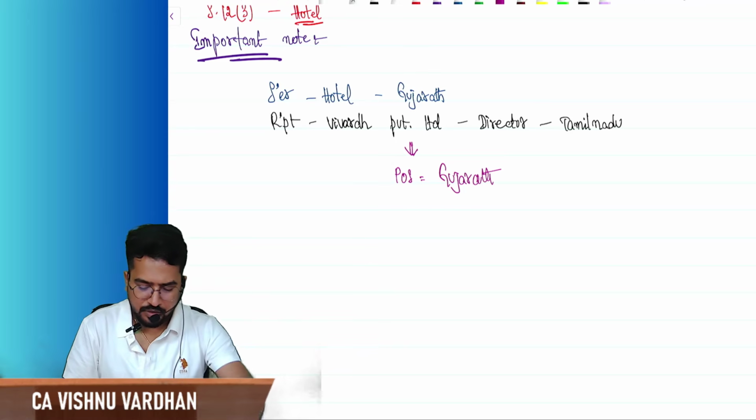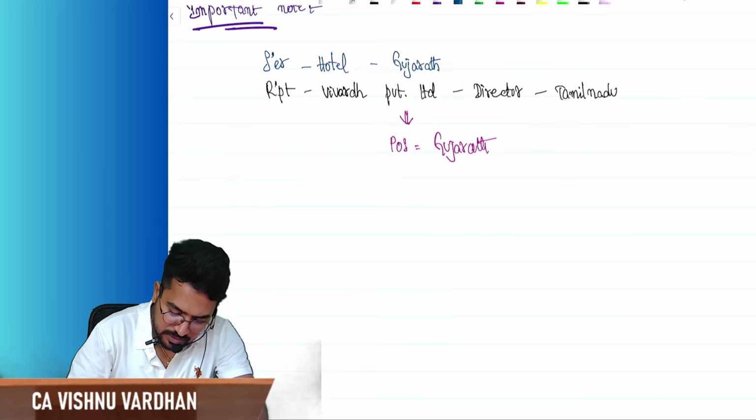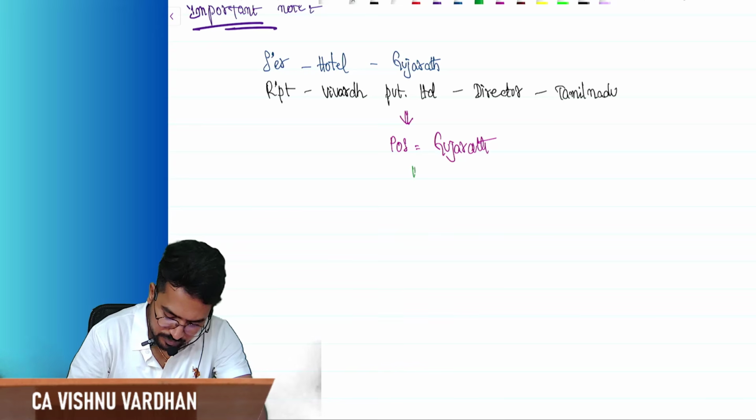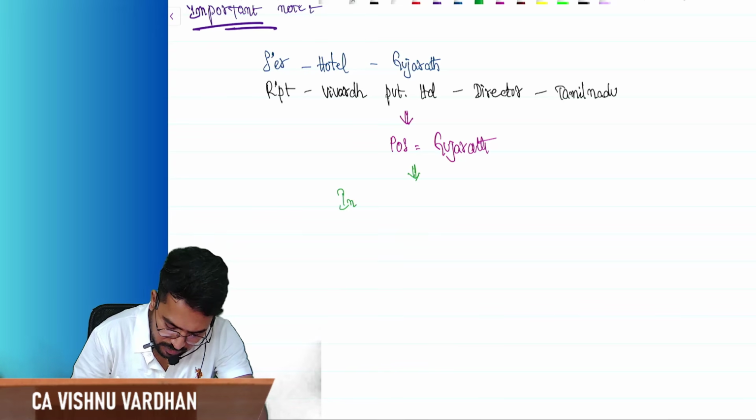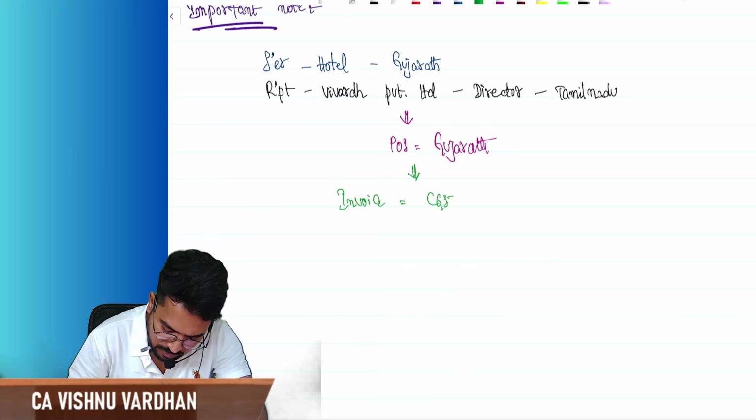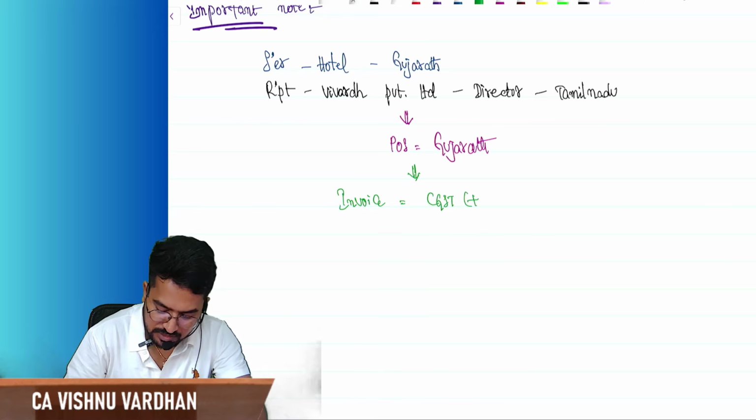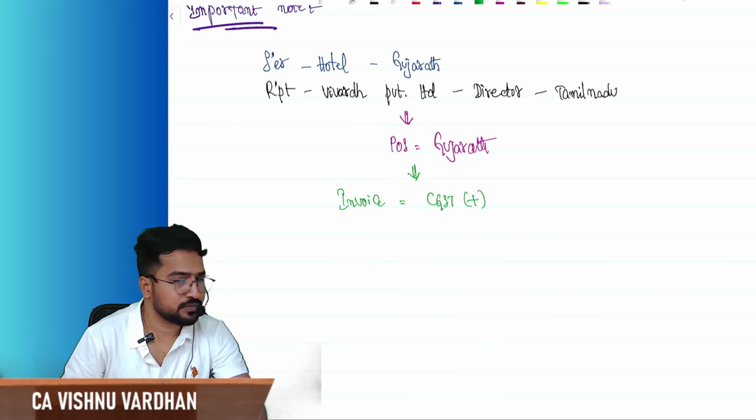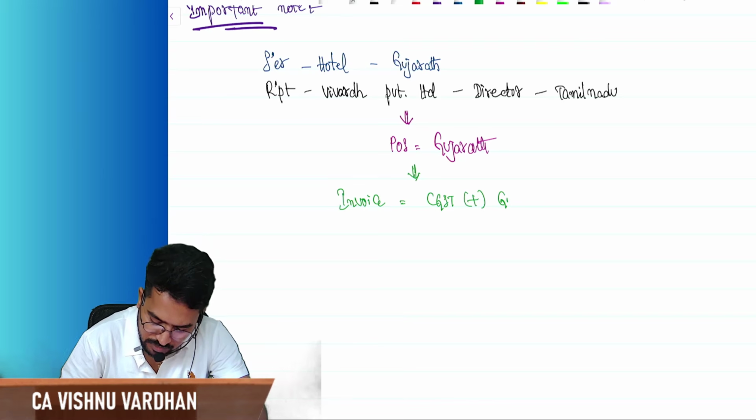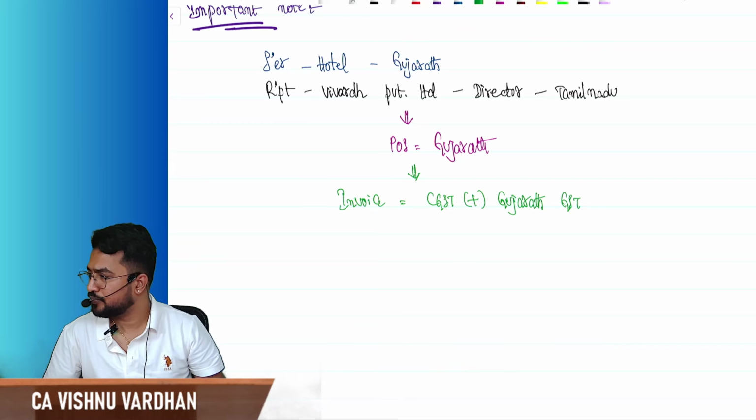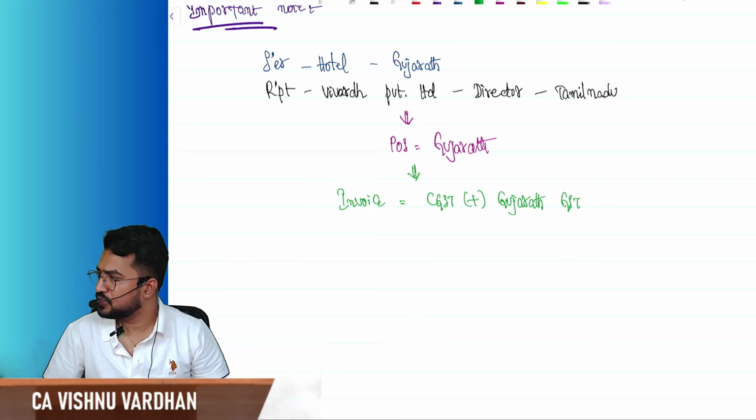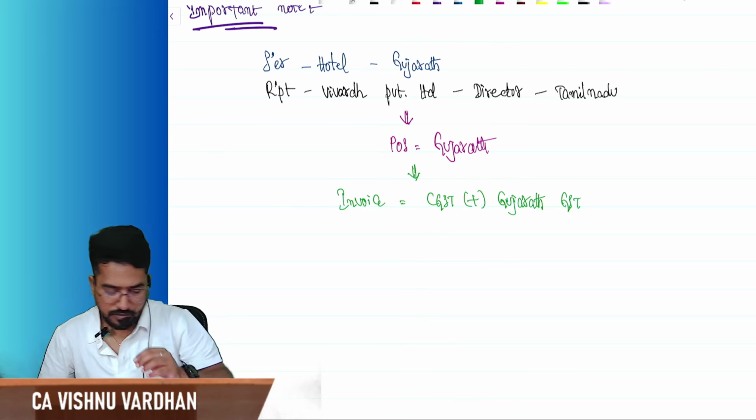Gujarat. Now you tell me what they will charge in the invoice. In invoice, what shall we charge? CGST plus SGST is the point. Exactly. What is it now? Gujarat GST. Correct. Everybody, are you able to understand? Gujarat GST.